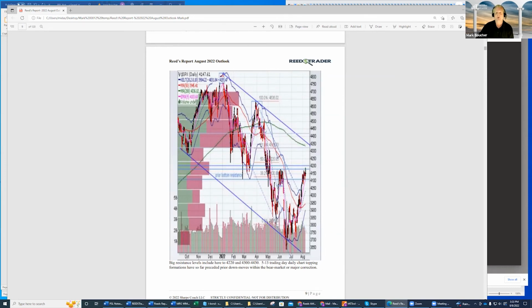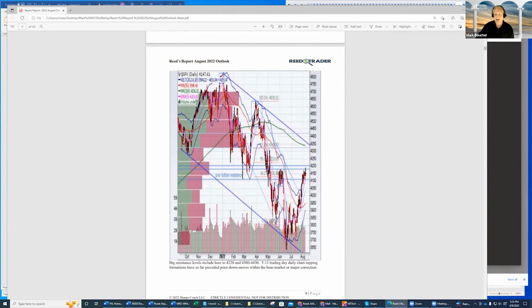And what you want to realize also, and we're going to talk about this a little bit more, is that so far in this bear market or major correction, every time you've had any kind of a peak, there's been a 5 to 13 day either double top or head and shoulders top on a daily chart, just a short term, one of those two topping patterns. Okay, so that's what we really want to be watching for.